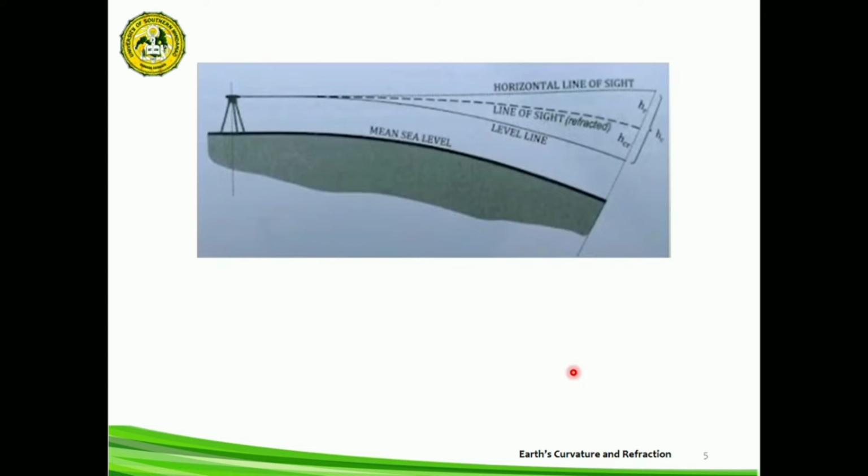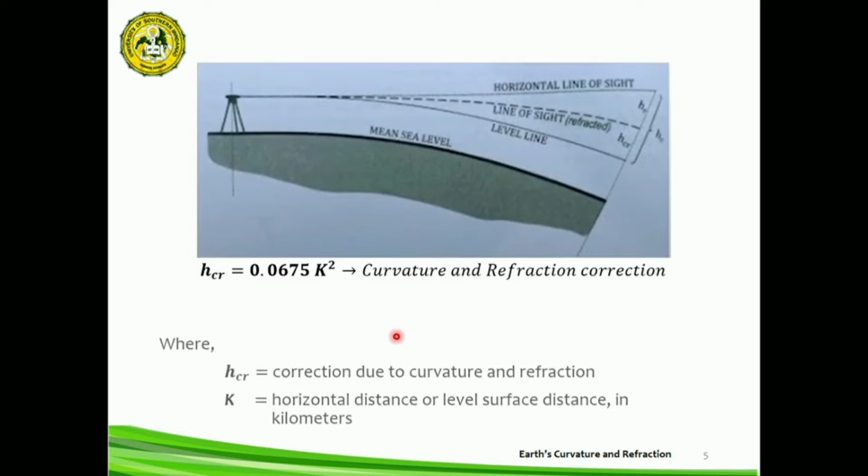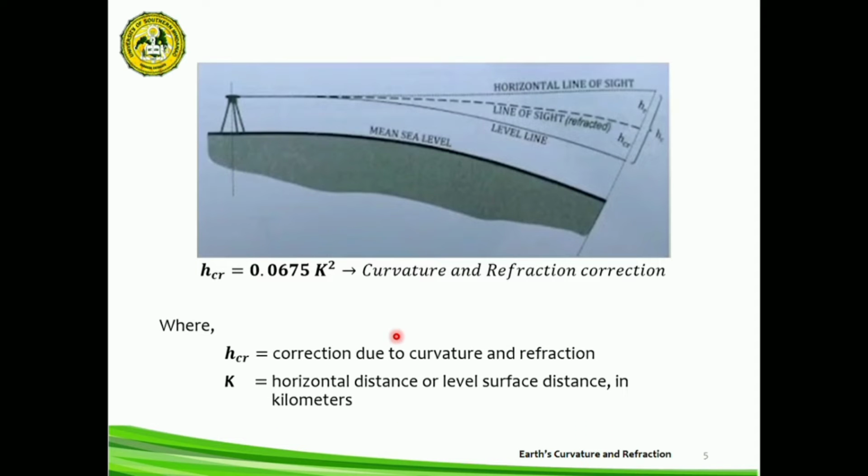So this is the figure. So yung HCR po natin has a value of 0.0675 K squared. Ito po yon. Then, yung K natin, as usual, is the horizontal distance of level surface distance in kilometers.